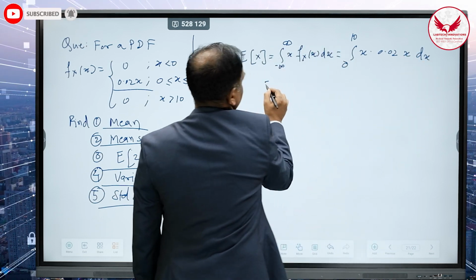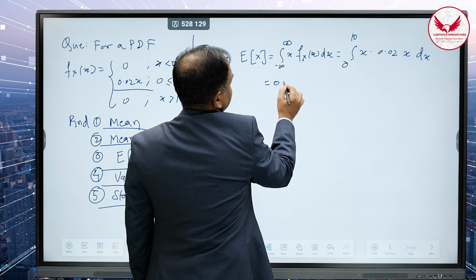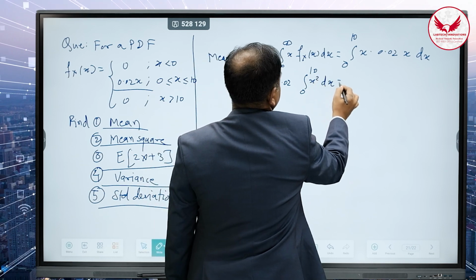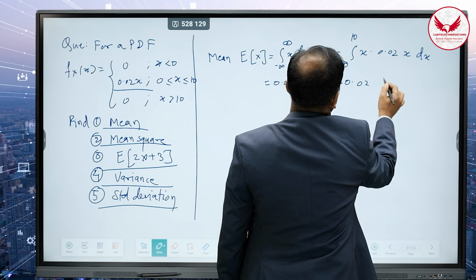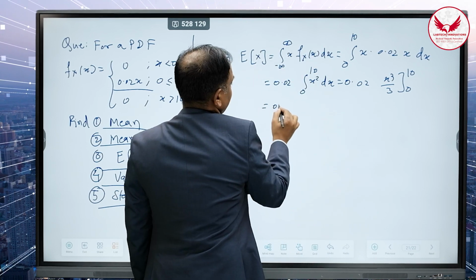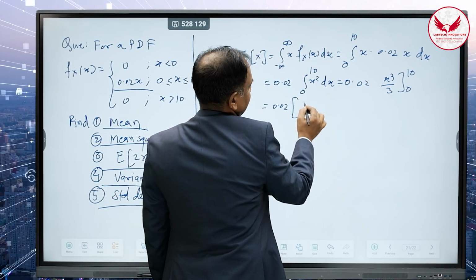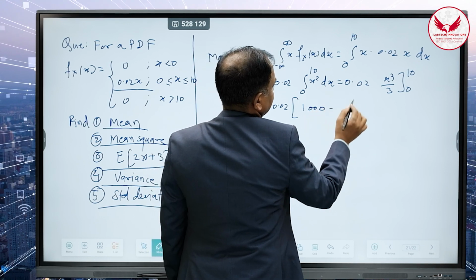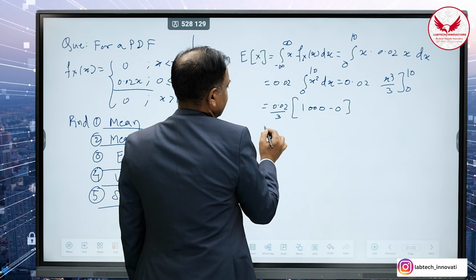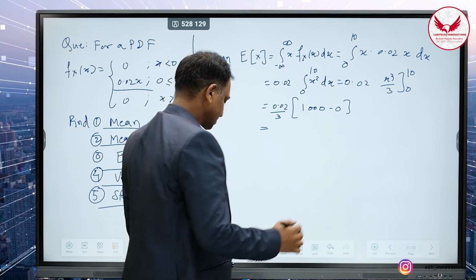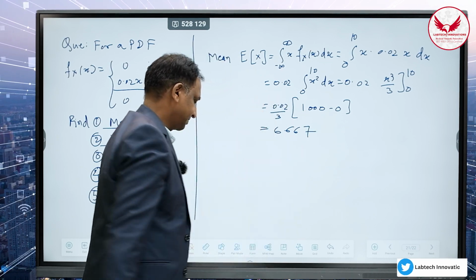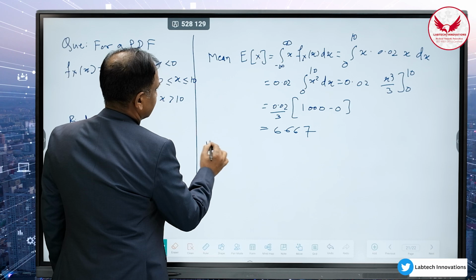So this is equal to 0.02 times the integral from 0 to 10 of x square dx. The integration of x square is x cube divided by 3, from 0 to 10. So this is 0.02 into 10 raised to 3, which is 1000, minus the lower limit 0, and 1 by 3 will be there. This comes out to be 6.66, about 7.